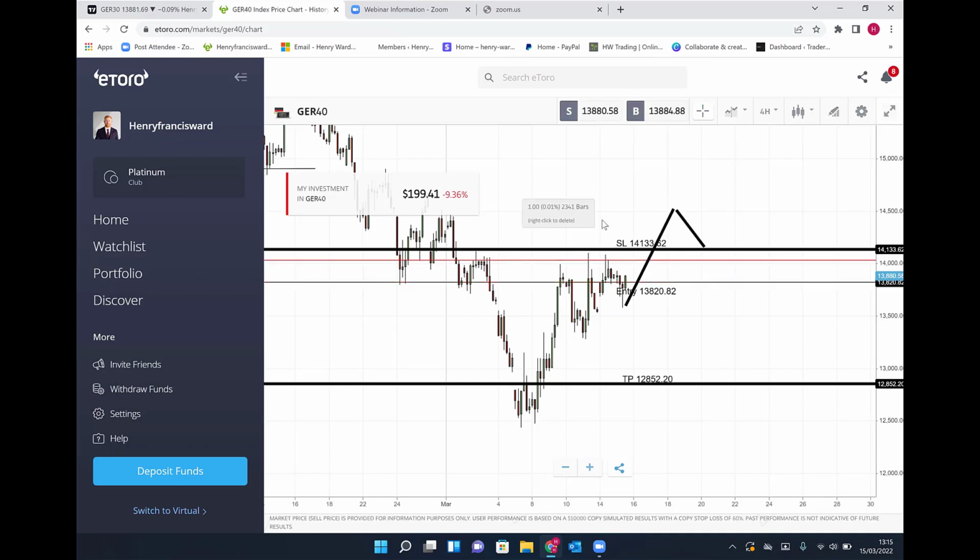So the idea is make sure your stop loss is in an area that you're happy with, an area that's out of the way. And then let's see what happens. Let's see what happens with that. So that's what's going on here.